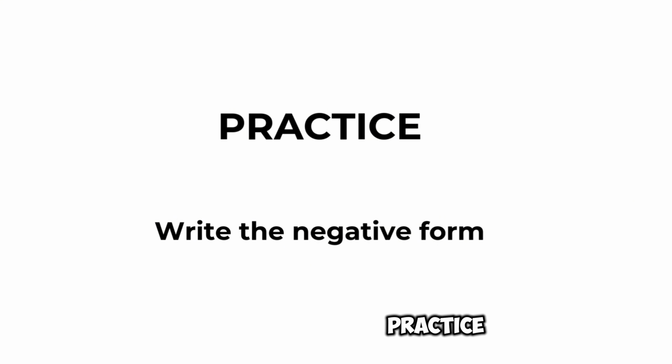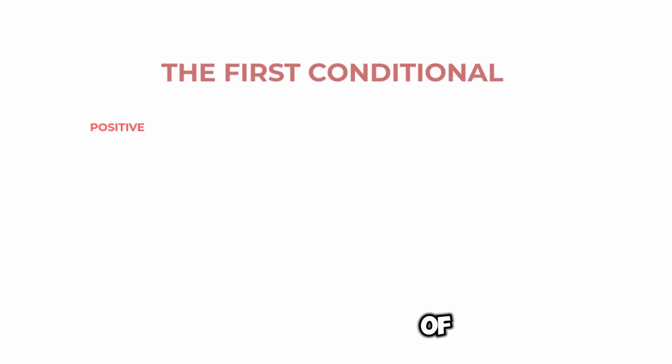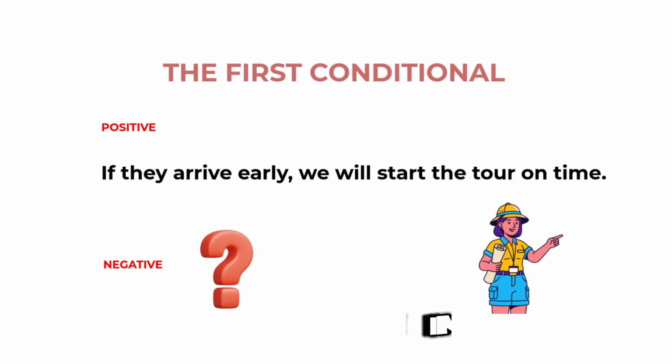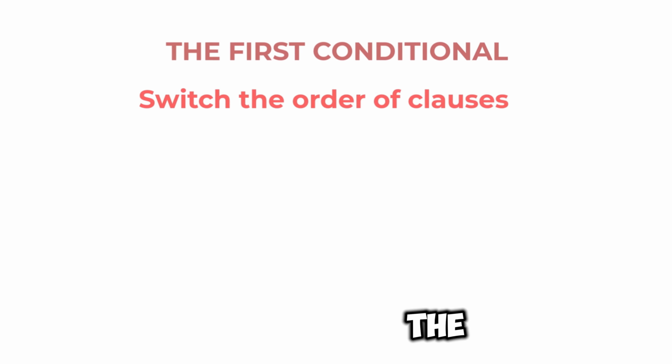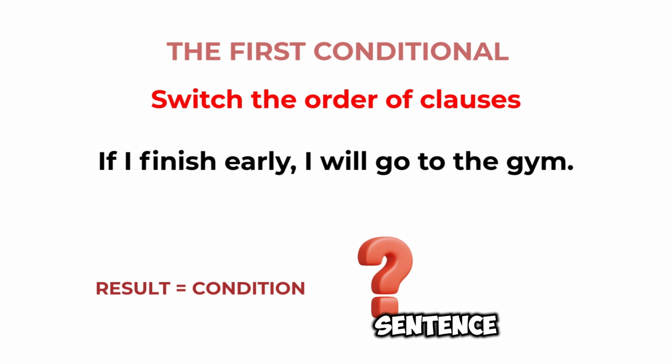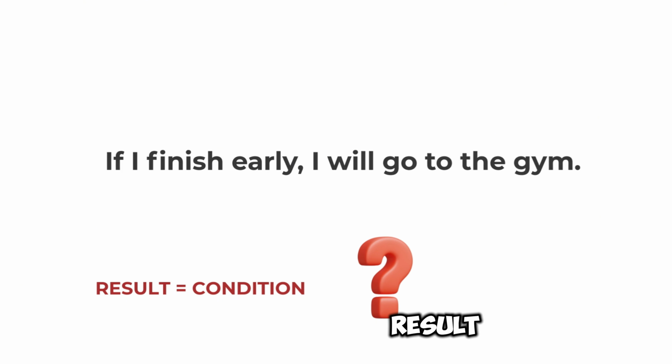Now, your turn to practice. Write the negative form of this sentence in the first conditional. If they arrive early, we will start the tour on time. Write the negative form in the comment section. Switching the order of clauses. Okay, so write this sentence with the result clause first. The condition clause is first here. It says, if I finish early, I will go to the gym. What if you want to emphasize the result first?